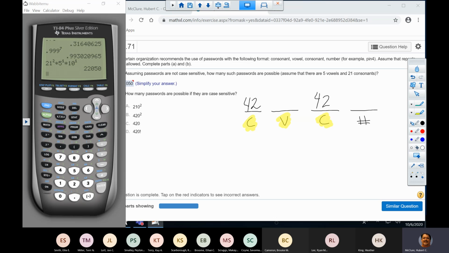So what do we do with the vowels? Well, instead of 5, we have what? 10. Numbers are not affected. So now we have 42 squared times what? And that's your answer. So whatever that comes out to be, let's go do that. And this is a good question because it's a good test question. Why is it a good test question? Because it's not wordy and it's short and sweet. That's the kind of questions I like to pick.